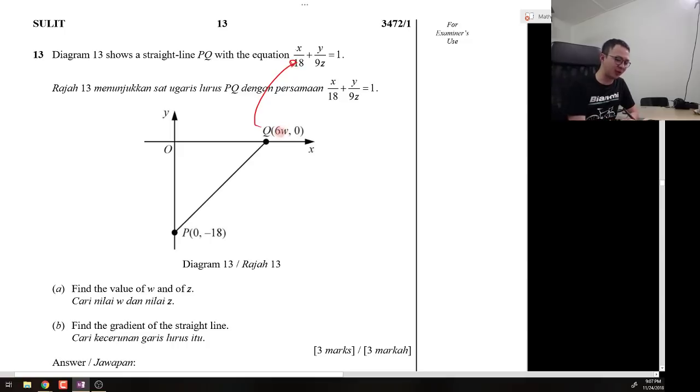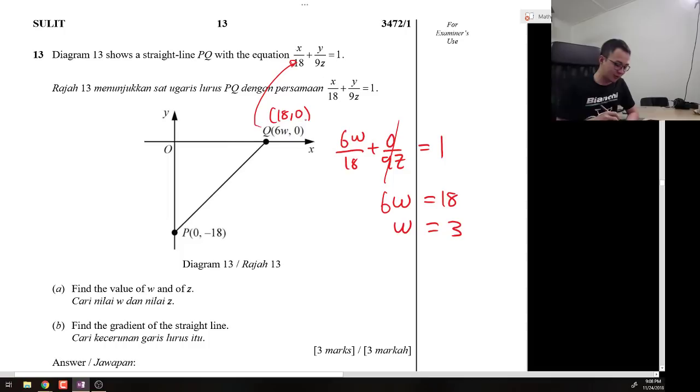If I substitute the coordinate into x, 6w over 18 plus 0 over 9z equals 1. 0 divided by anything, you get 0, right? So 6w equals 18, w equals 3. So therefore, I got the coordinate (18, 0). We just found w equals 3. I'm going to write it down.